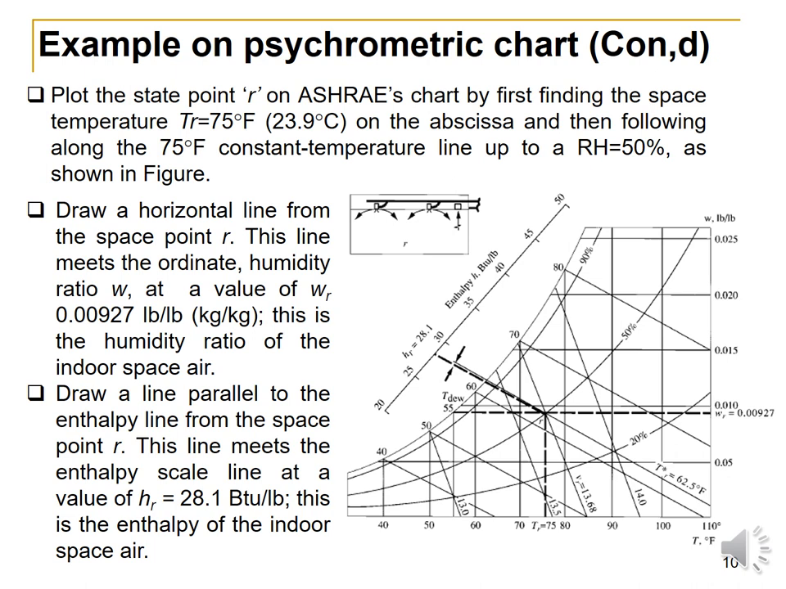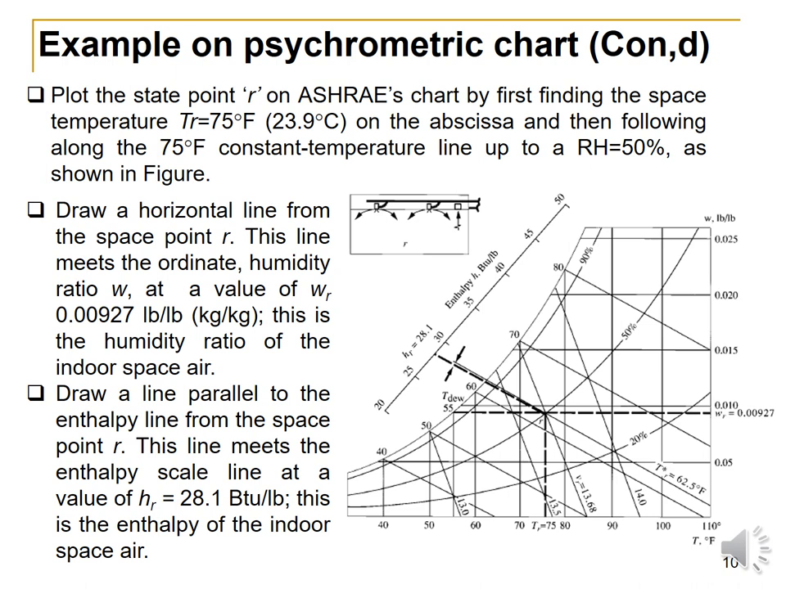So first of all, we have two given points. One is the dry bulb temperature, which is 75 degrees F or 23.9 degrees Celsius, and the relative humidity is 50%. With the help of these two points, we find 75 degrees F or 23.9 degrees Celsius on the x-axis, and we go vertically upward in such a way that this vertical line cuts the 50% relative humidity line. Once the point is located, it will be encircled. So this is the state point. Now with the help of this point, all other parameters can be found.